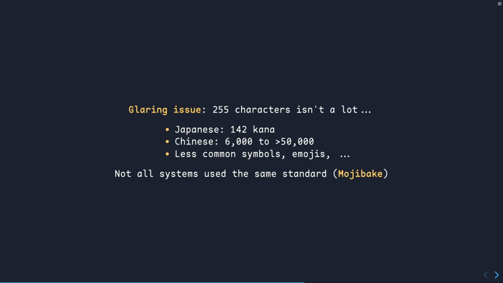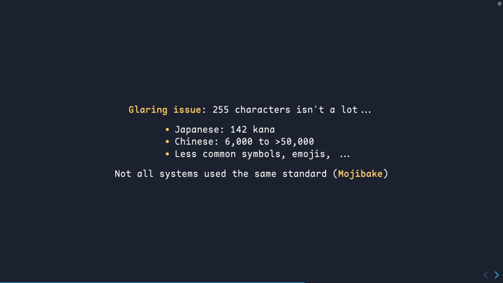And Chinese has 6,000 up to sometimes 50,000 characters, depending on the dictionary you use. So we wouldn't be able to even put a 10th or a 20th of that range in our system. And then we also have less common symbols, other languages which I have not listed here, emojis. So how are we even supposed to begin with including those in our current system?